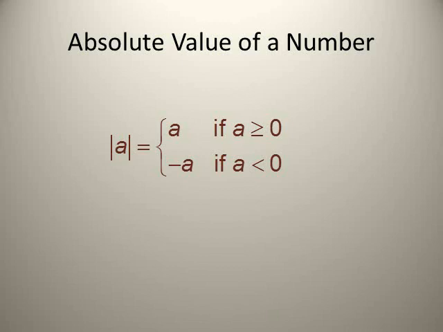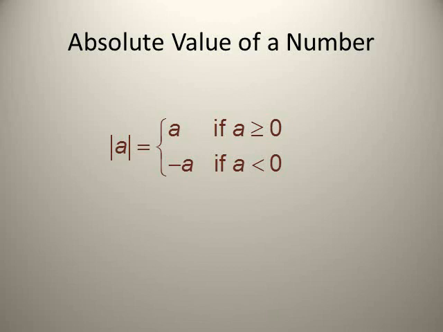If the number inside the absolute value is positive or equal to 0, that means the number remains as it is. Like if it was 3, the answer will be 3. If it was 4, the answer will be 4. So absolute A, when A is greater than or equal to 0, is still A.